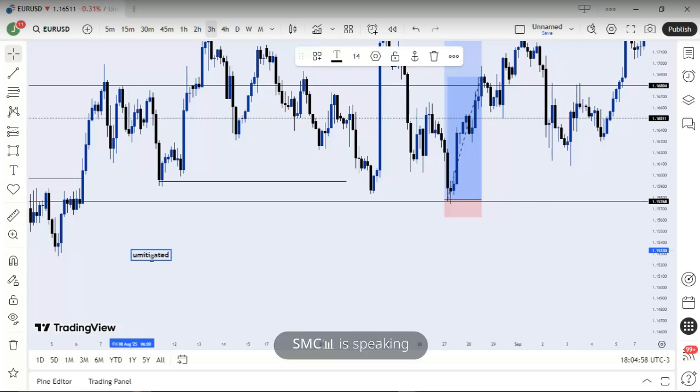Now, what do I mean by unmitigated? Unmitigated means price has not actually tapped into that order block. Market has not used the order block to push forward. Market has not used the order block to actually buy. The order block is still fresh.